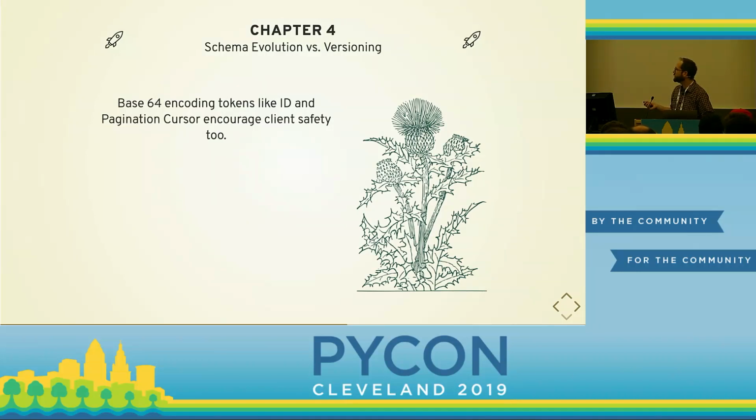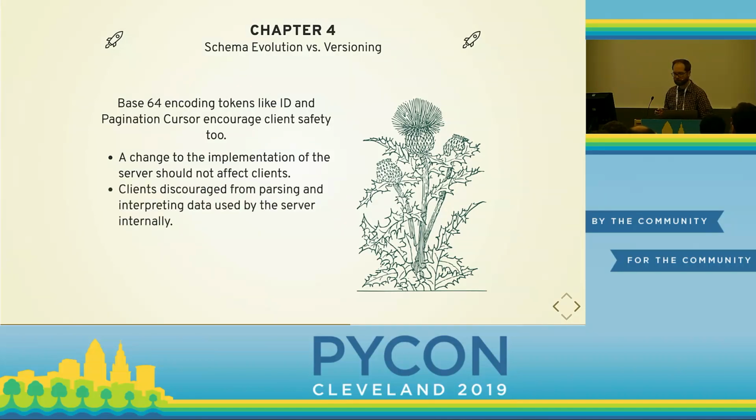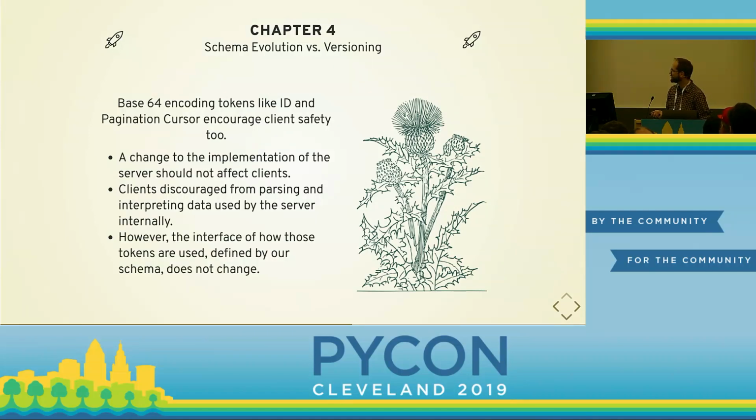Additionally, base64 encoding tokens, like ID and the pagination cursor, also encourages client safety. So a change to the implementation on the server shouldn't affect clients, like we were saying before. By base64 encoding our tokens like ID and pagination cursor, we're discouraging clients from parsing and interpreting data that's used by the server internally. So basically, if they start messing with our tokens, then it's their own problem if they get burned. But the interface of how these tokens are used won't change as we evolve the internal implementation.